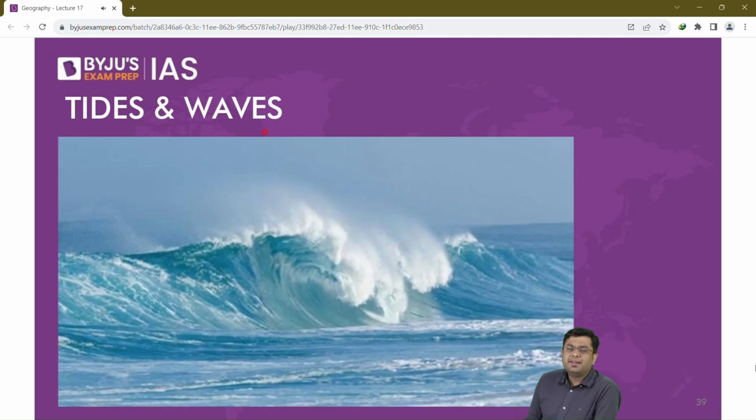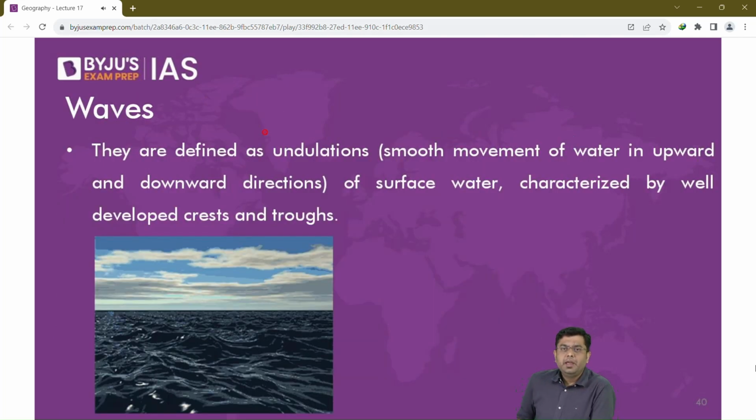Now, then we come to the movement which is observed in the oceanic water, that is tides and waves. So here, first of all, we will take a look at what do we mean by waves. Then we will come to the portion of tides. So waves are something that you all would have experienced. All of you would have seen that, visualized that at least. So what are these waves?